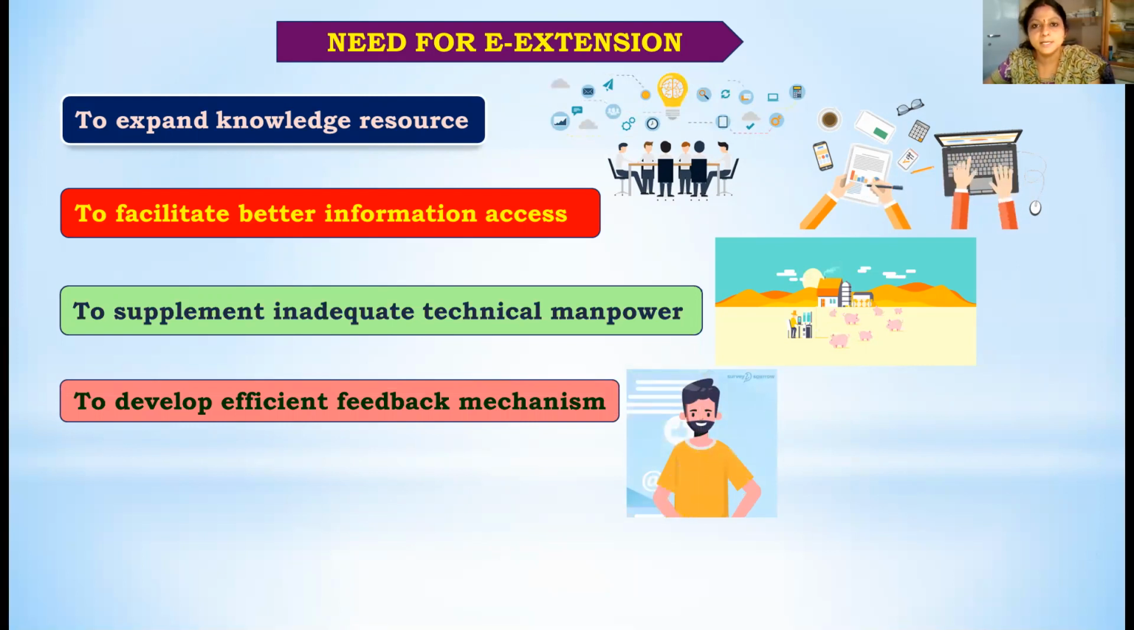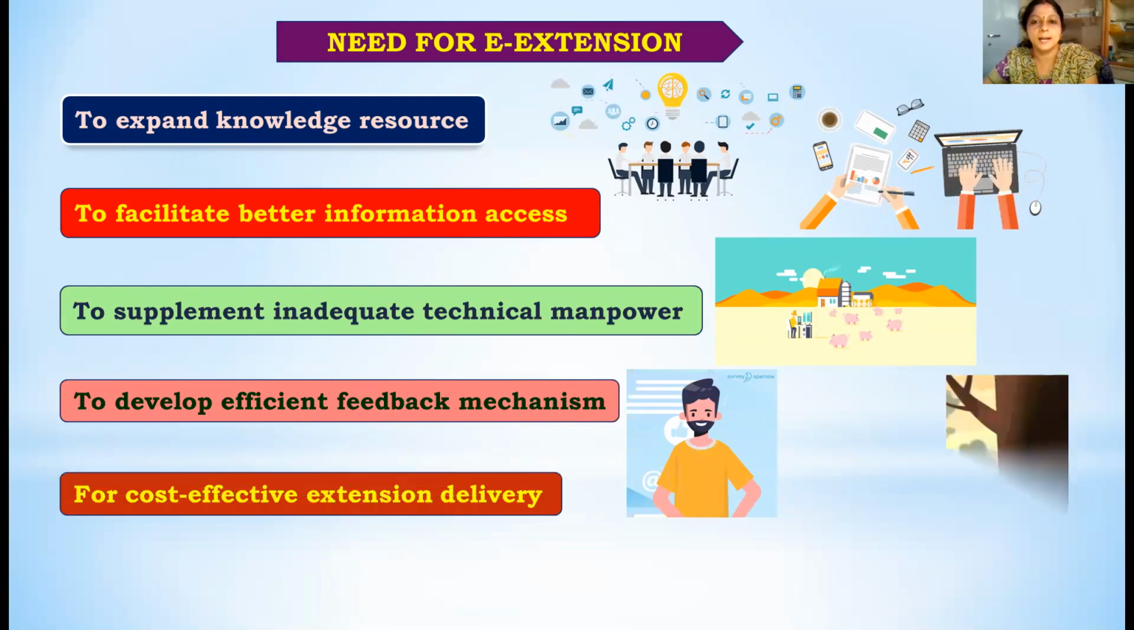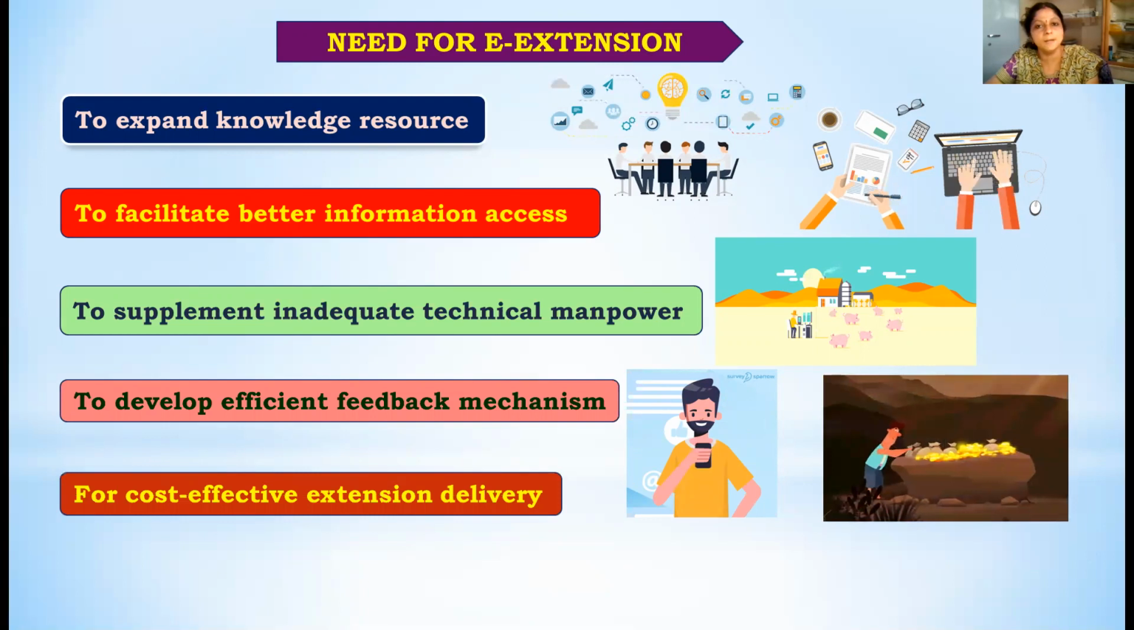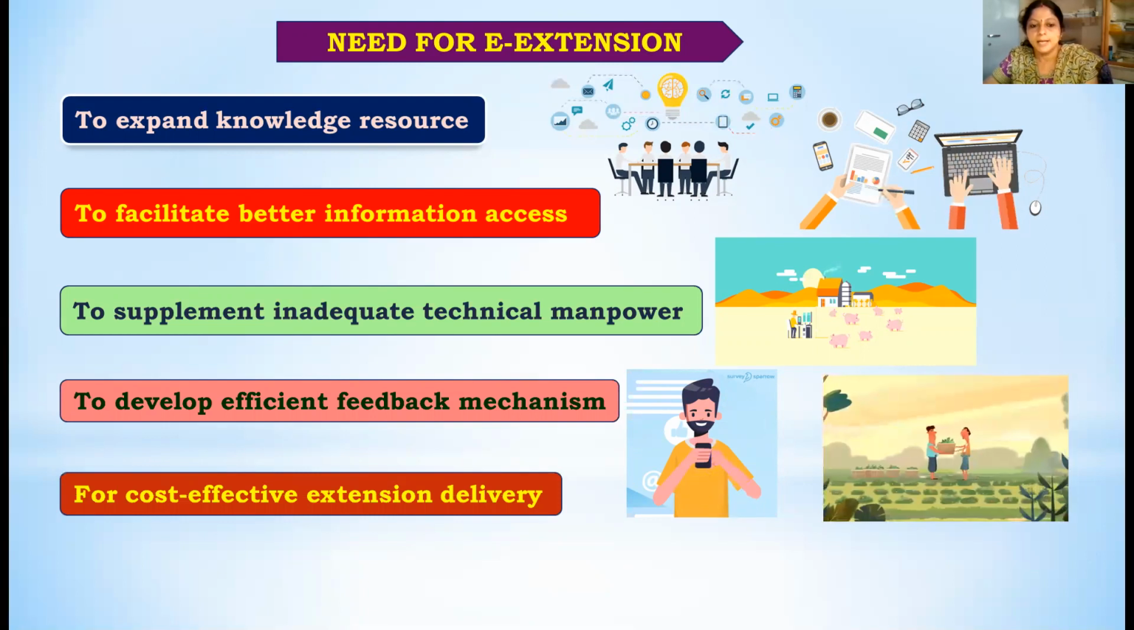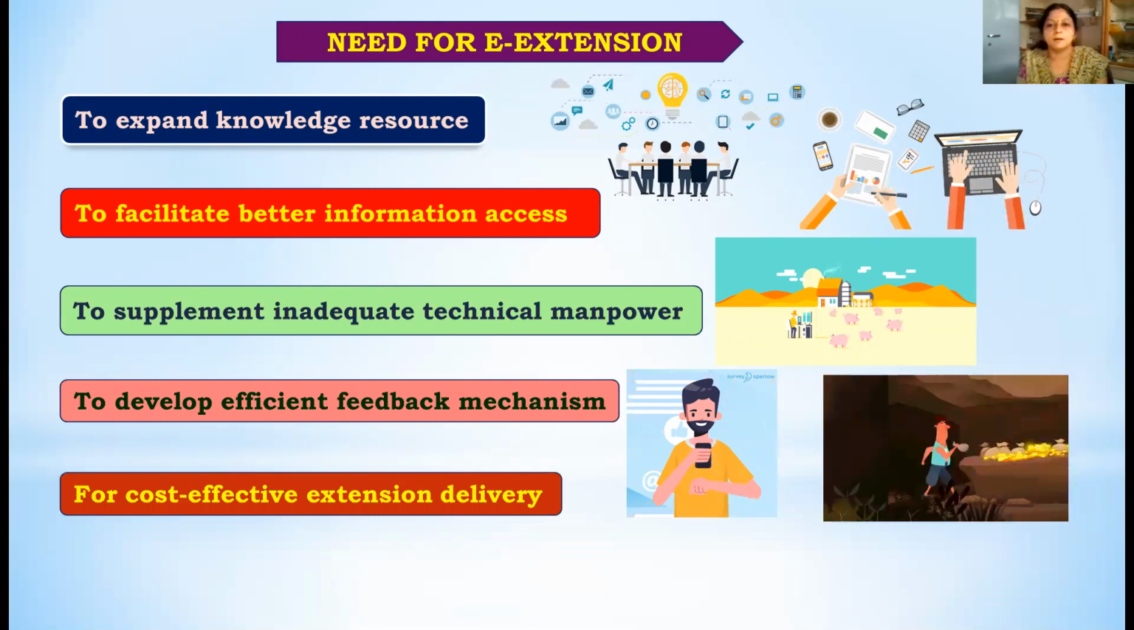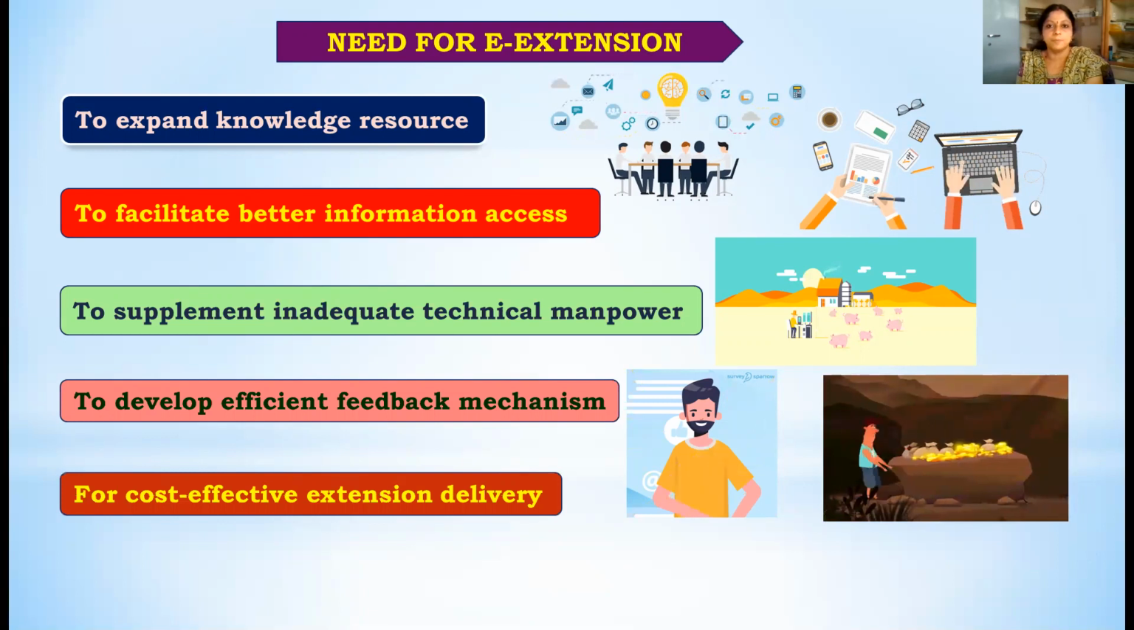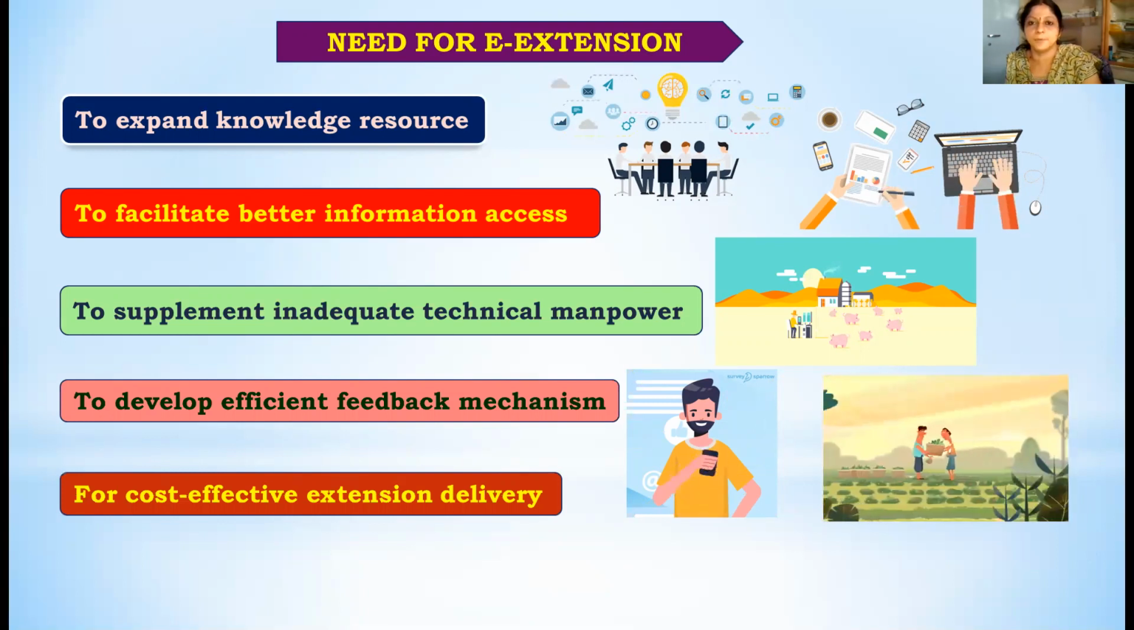When you ask a person directly to give feedback about a particular technology, they may feel shy, and we may get partial information, or we may not get correct feedback. But through this e-extension system, with just a fingertip, they can give effective, efficient and correct feedback. And it is very cost effective because we can cover a large number of people in a short period of time in delivering the information.